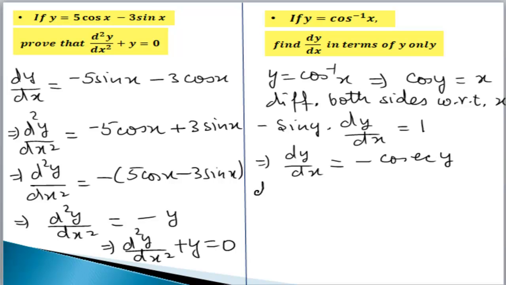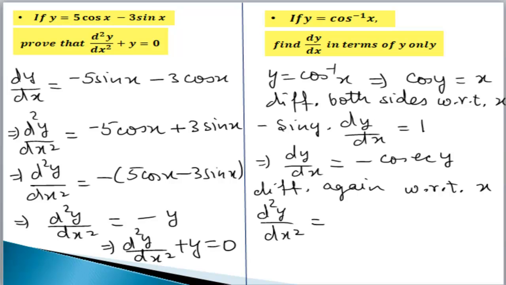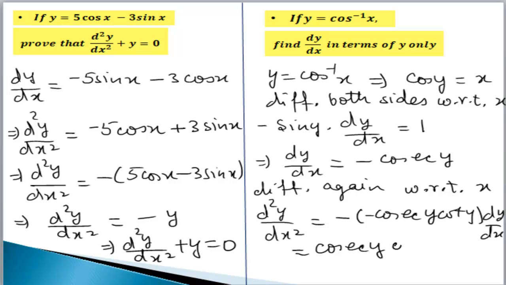Now differentiate again with respect to x. The derivative of dy over dx will be d square y over dx square, minus derivative of cosec y, which is minus cosec y cot y, and then derivative of y, which is dy over dx. So this minus and minus becomes plus. We get cosec y cot y, and we put the value of dy over dx.